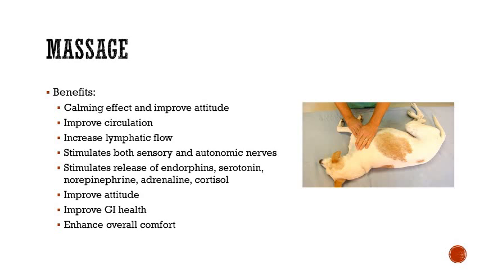It also stimulates both sensory and autonomic nerves. It stimulates release of endorphin, serotonin, norepinephrine, adrenaline, and cortisol. So that's how you make the patient calm. At the same time, you also provide some pain relief. It again improves attitude and GI health, especially if the patient has constipation, diarrhea, vomiting, or abdominal pain. Again, you can utilize massaging around the abdomen area or lumbar area. That's going to help to relieve some of the GI signs and improve GI health. And overall, it's very comforting as well.